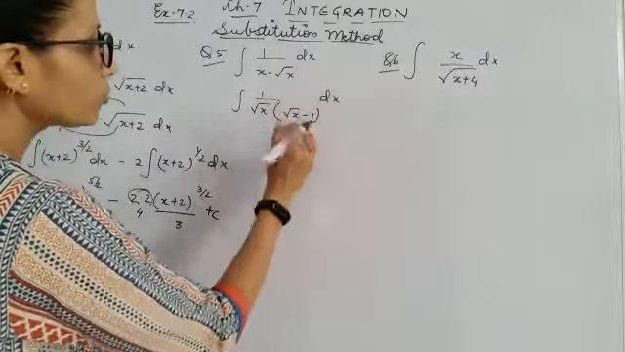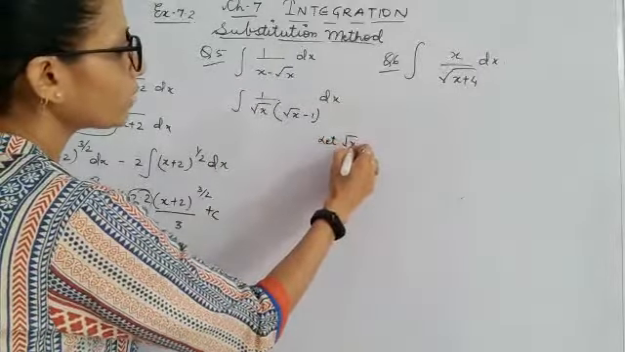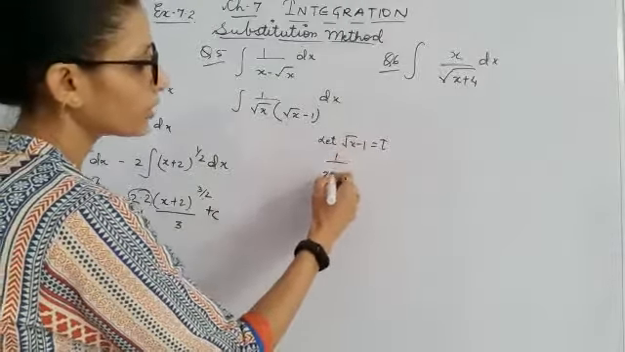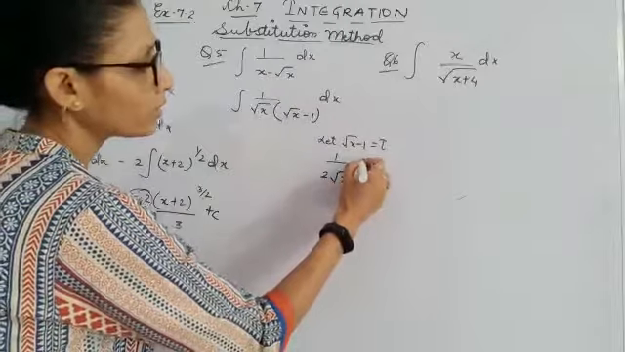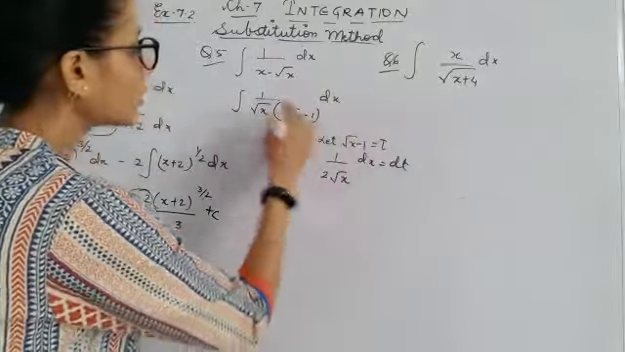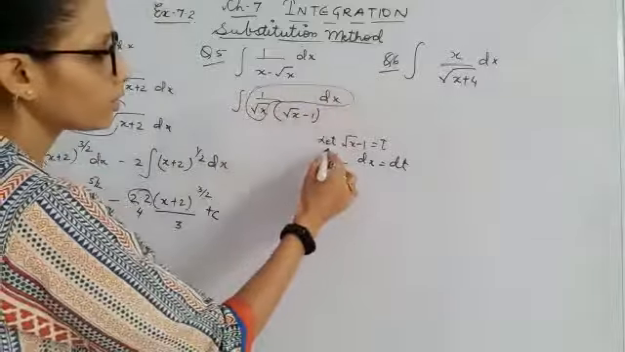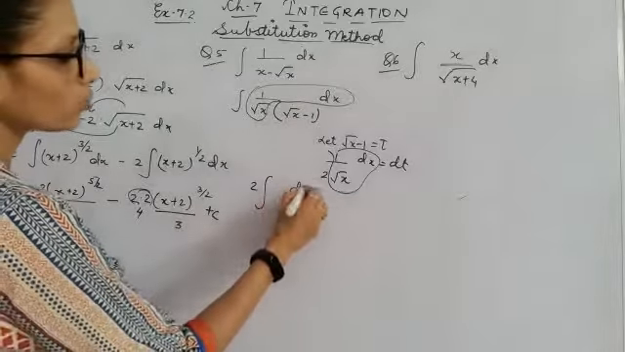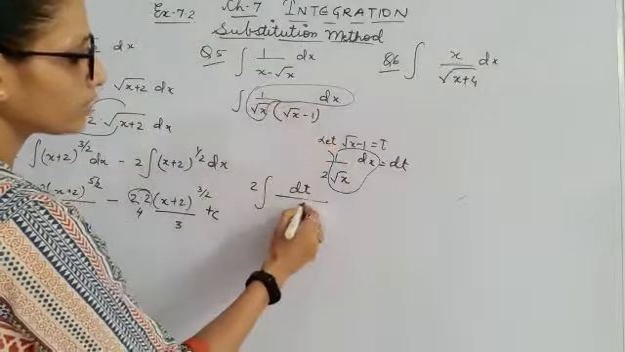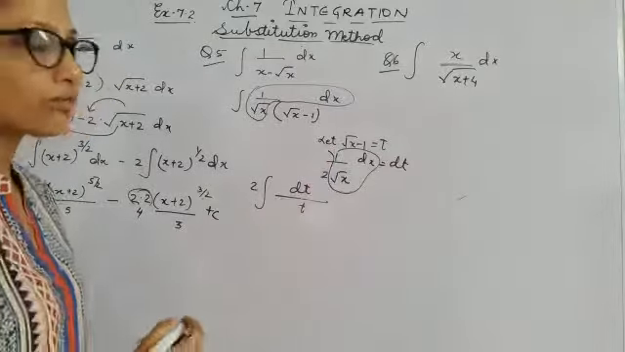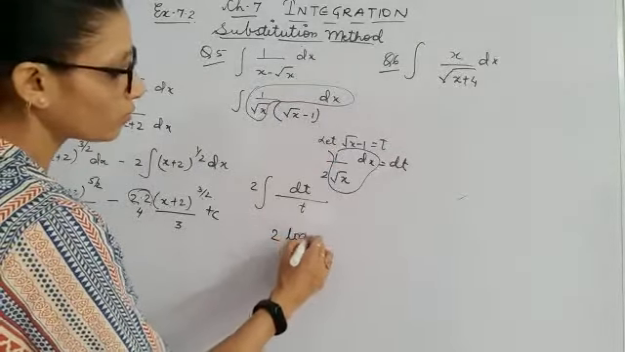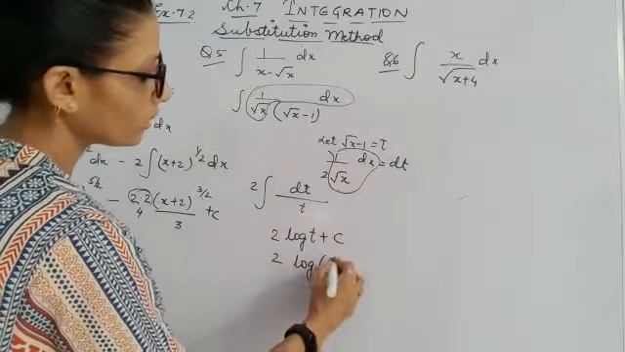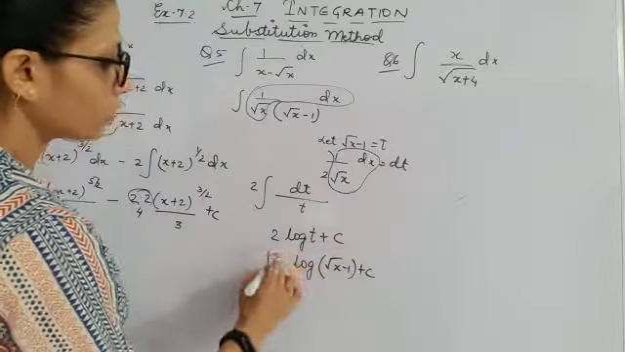Now let me substitute root x minus 1 equal to t. Then the derivative of root x is 1 by 2 root x, dx equal to dt. So this 1 by root x dx can be replaced with twice of dt, and this can be written as t. So this is again integration of 1 by t, which is twice of log of t plus c, which can be written as log. What is t? t is root x minus 1 plus c. So this is your answer.